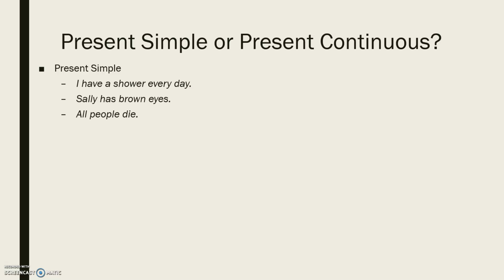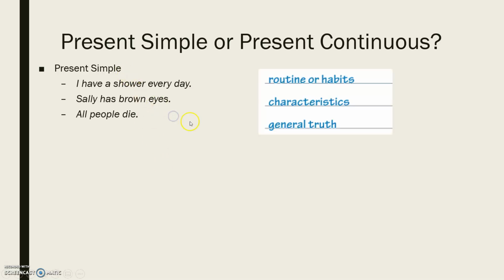For instance, I have a shower every day. Yeah, it's a routine, it's a habit, it's repeated. Sally has brown eyes. That's a characteristic. It's always so. It won't change. Yeah, that's something which defines her, which is typical for her. All people die. That's a general truth, an algemene waarheid. So these are typical reasons why you use a present simple. Ja, iets wat herhaald wordt, typische eigenschappen, iets dat niet verandert, iets dat altijd zo is.